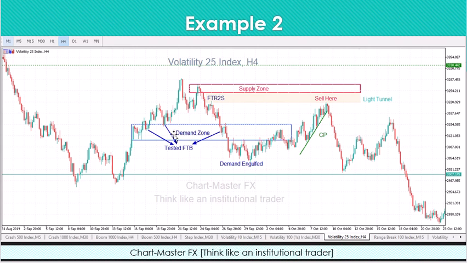So once we have that condition, we can see, guys, that here we had our supply zone. So having our supply zone here, we can see that as the price was coming down before it actually engulfed the demand zone, the price actually created what we call an FTR2 supply.